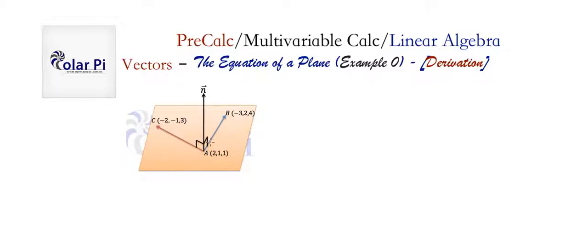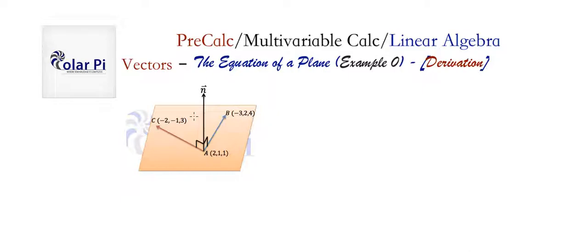So we take the cross product between these two vectors, and then we get this vector n, which is not only perpendicular to these two original vectors in the plane, but also perpendicular to the plane itself. So this vector n is perpendicular to our plane, and so then we call n the direction vector.